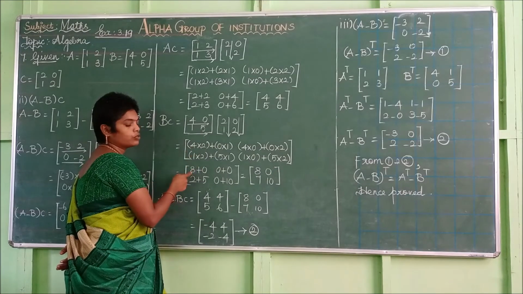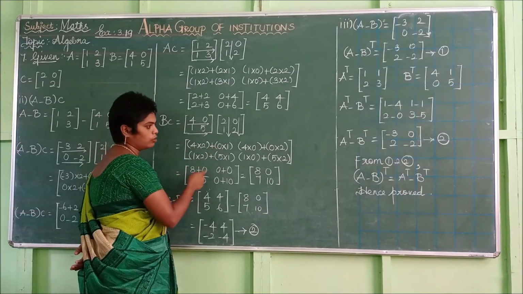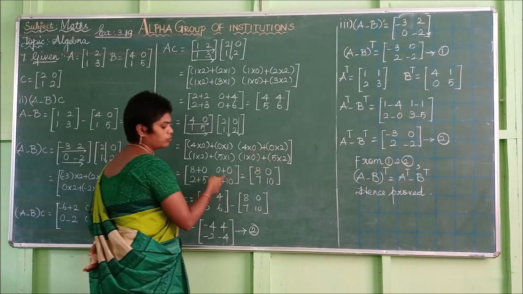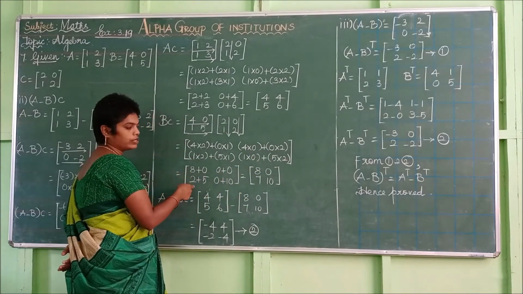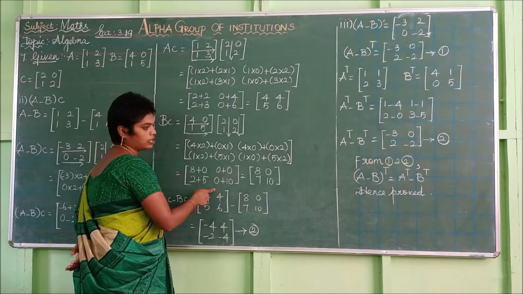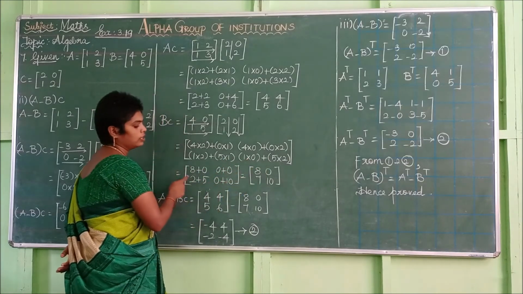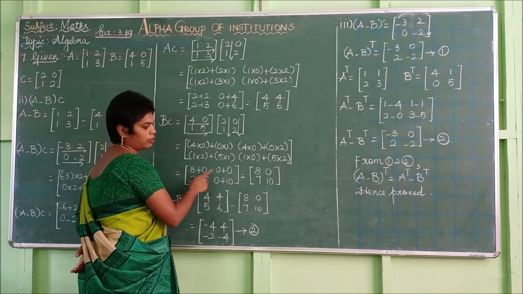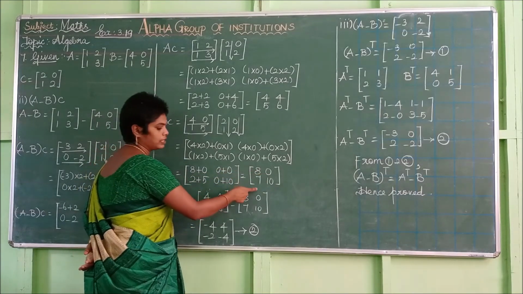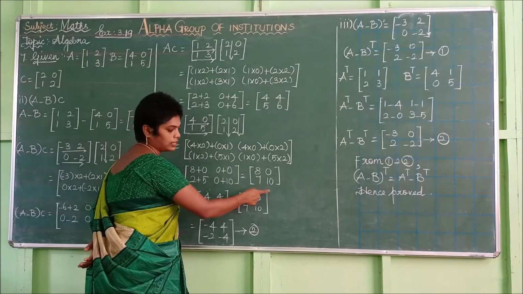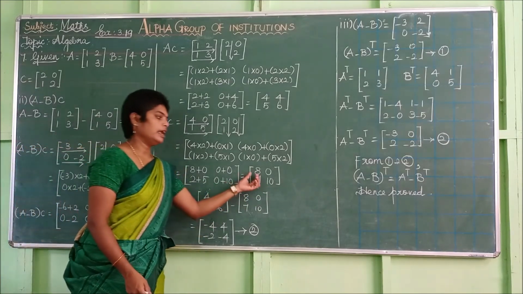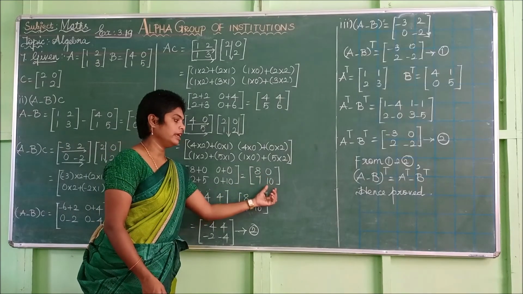Listen here, 4 2s are 8 plus 0. 4 into 0 is 0. 0 into 2 is 0. 1 into 2 is 2. 5 into 1 is 5. 1 into 0 is 0. 5 2s are 10. Now you can add. 8 plus 0 is 8. 0 plus 0 is 0. 2 plus 5 is 7. 0 plus 10 is 10. So you got the value of the BC matrix which is 8, 0, 7, 10.